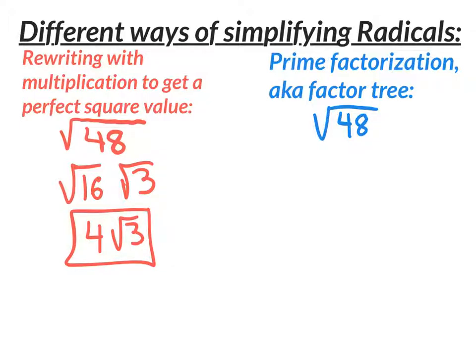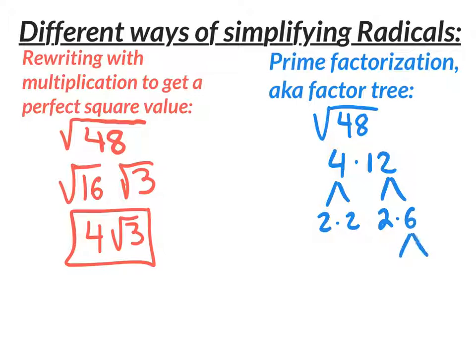All you have to do is break it down, and it doesn't have to be perfect square numbers. For example, 48, you could break it down to 4 times 12. And 4 could be broken down to 2 times 2, and 12 could be broken down to 2 times 6. And then 6 could be broken down further to 2 times 3. Now, keep in mind that on your answer, you're going to have a square root, and the numbers that pair up go on the outside.